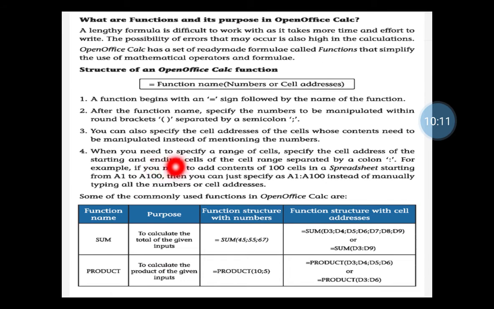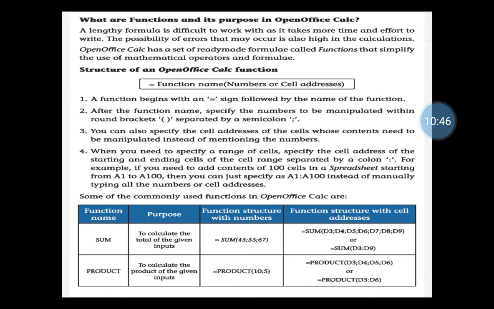When you need to specify a range of cells, specify the cell address of the starting and ending cell of the cell range, separated by a colon. So here one more option is there to write inside this bracket. You can also write the starting cell address and the ending cell address. If you are adding 100 cells, it is difficult to write all the cell addresses.